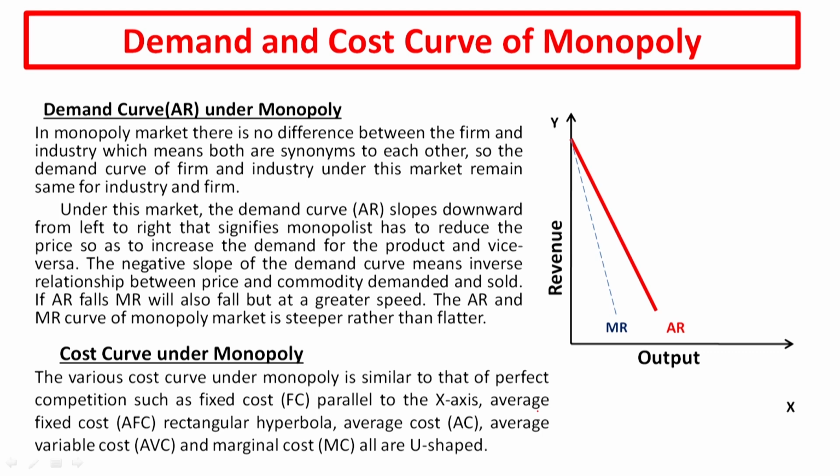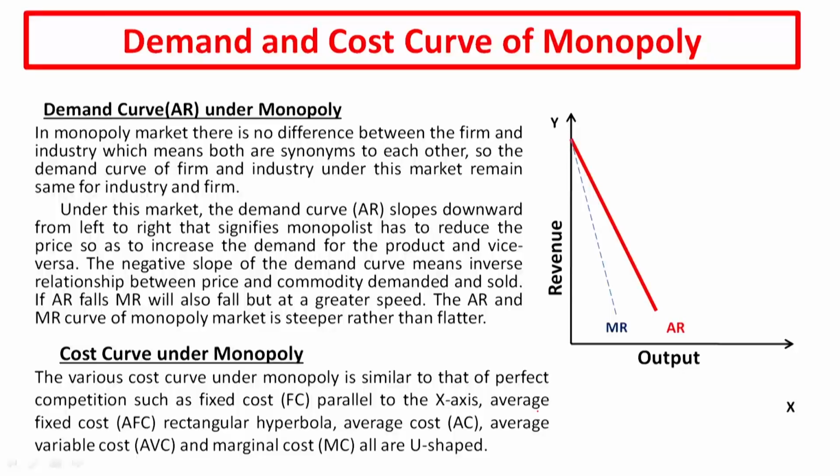Demand and cost curve of monopoly. Under monopoly, the firm and industry are same. That means the demand curve for firm and the demand curve for industry remains same. That means in order to increase the sale, the seller has to reduce the price. So that is why AR is falling, the MR will also fall, but at a greater speed. The curve AR and MR is steeper.